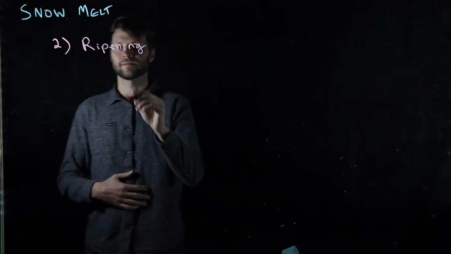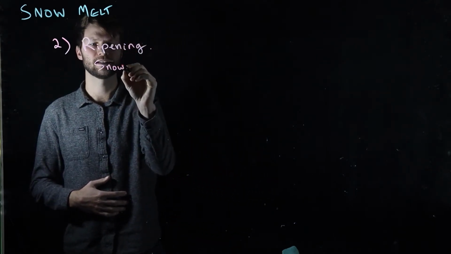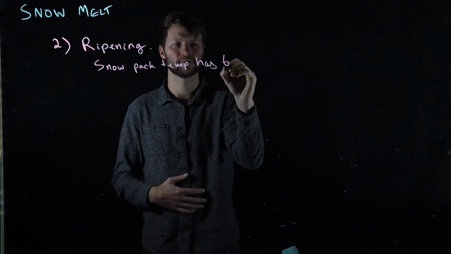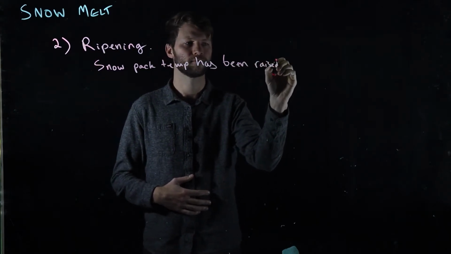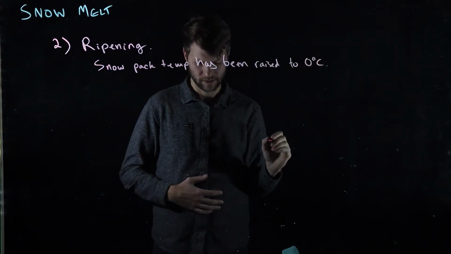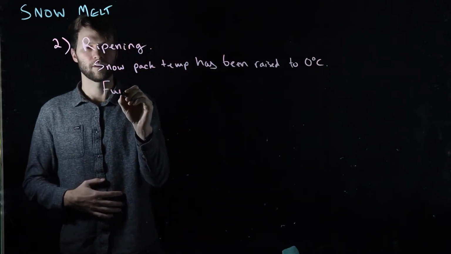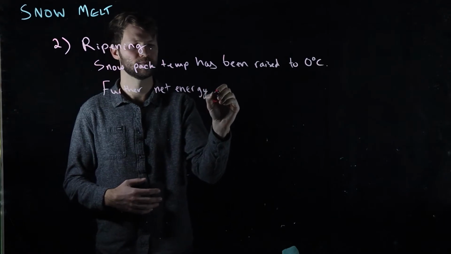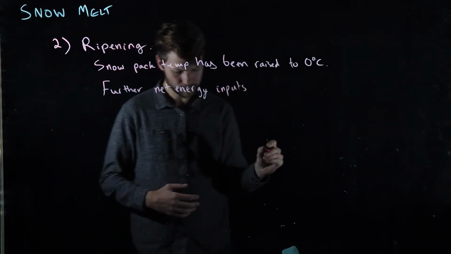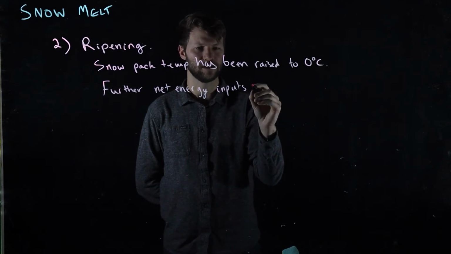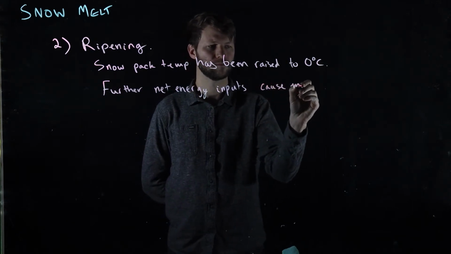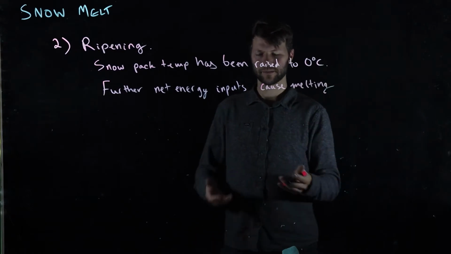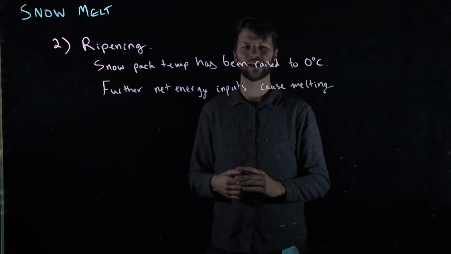In the ripening phase, the snowpack has been raised, it's already been raised to 0 degrees C. Further net energy inputs, net additions of heat, will cause the snow to melt, but in the ripening phase, even though the snow is melting, you're not actually getting any liquid water draining out of the snowpack.